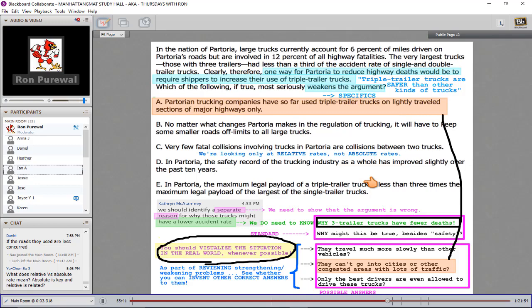Period. Like skyscrapers are tall in terms of absolute height, that kind of thing. But relative just means compared to something else. Absolute means you're thinking of something as high or low, not in comparison.